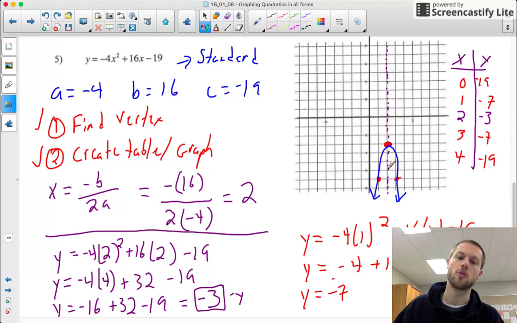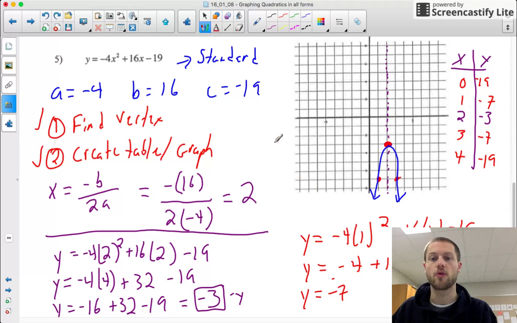I could talk about the domain. I could talk about the range. The range here would be y is less than or equal to negative 3, since everything is below. And there you go, graphing in standard form.